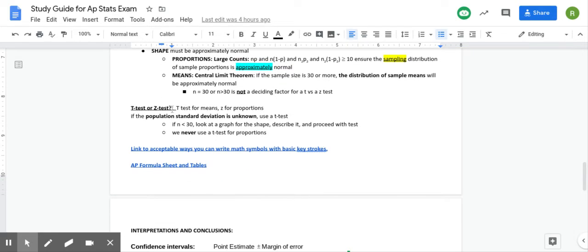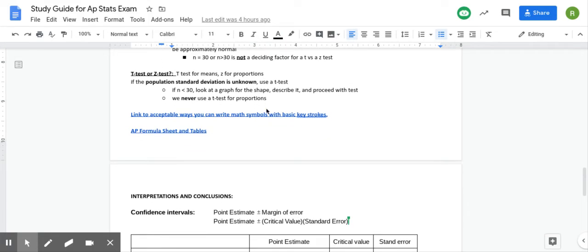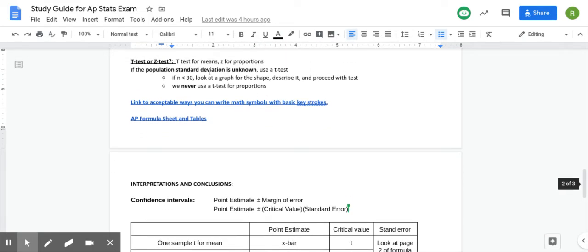T or Z test: T test for means, Z for proportions. On a 2-question test, it's just going to be as straightforward as that. Not much more to think about there. But if you are asked about why it is a t-test, the answer is not about the sample size. The answer is that the population standard deviation is unknown.